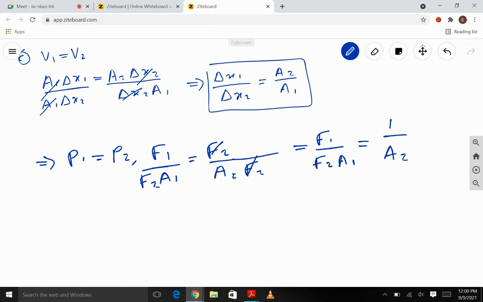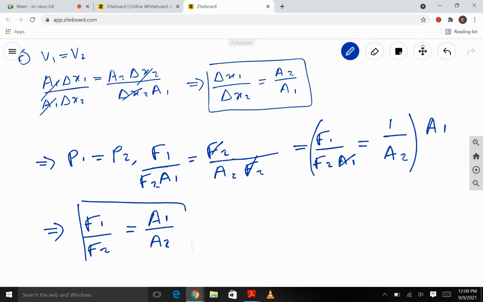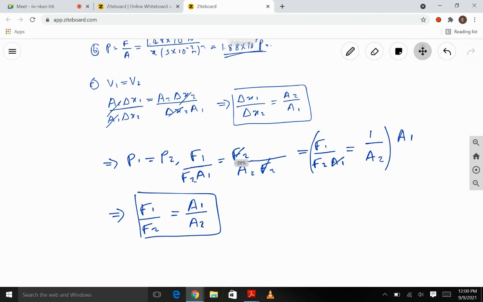Now, if you want, you would multiply through by A1, isn't it? So when you multiply through by A1, you are cancelling that for that one. So you're having F1 over F2, then you are having A1 over A2. So you've gotten that one there, right? Okay, so now let's just wind up on this question.